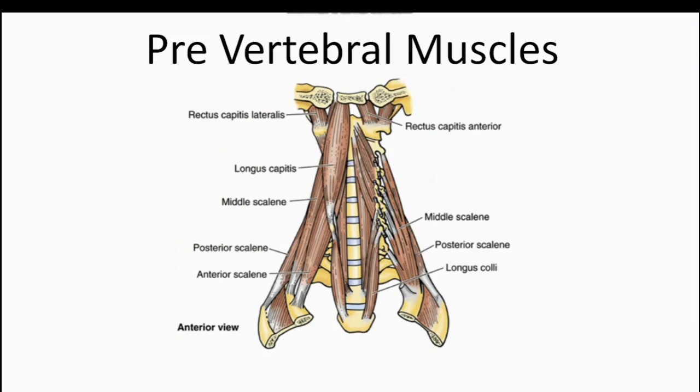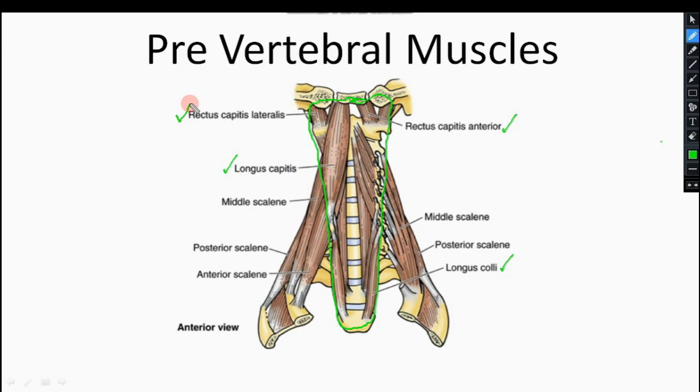Prevertebral muscle. So, here we will see the prevertebral muscles. They are 4 in number. This region is for prevertebral muscles that I have marked in green color. They are 4 in number: longus colli, longus capitis, rectus capitis anterior, rectus capitis lateralis.